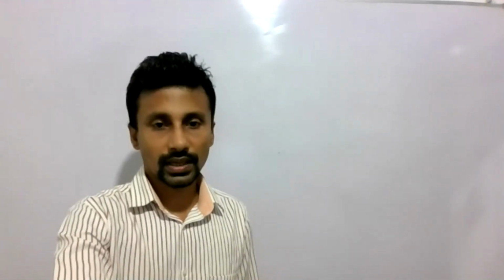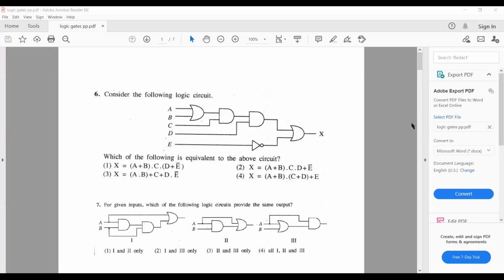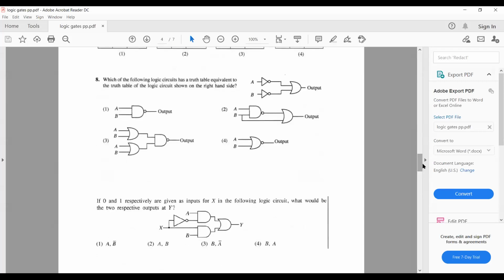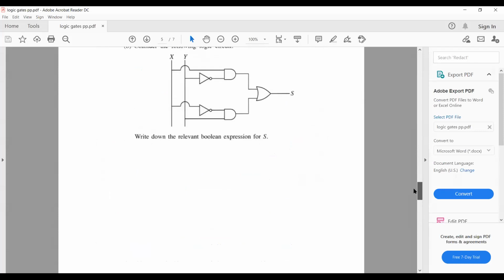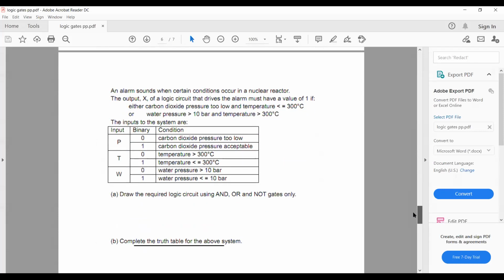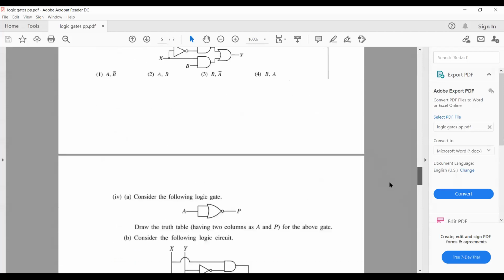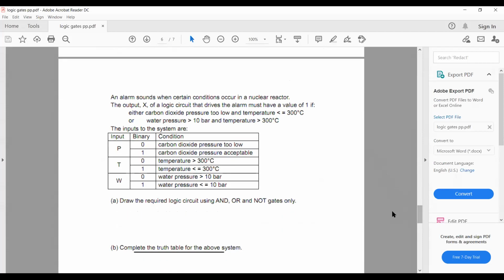So I'm going to share the screen. Okay, I think you can see them. These are some past questions. Okay, this is the question.